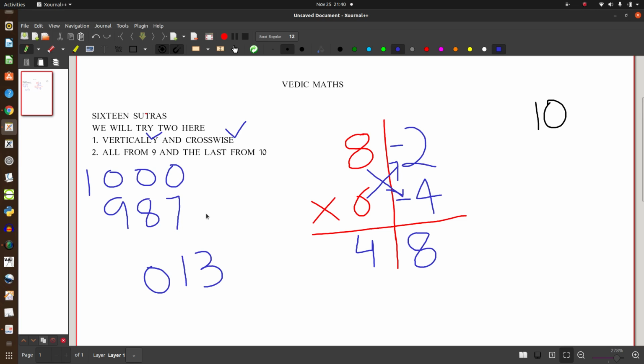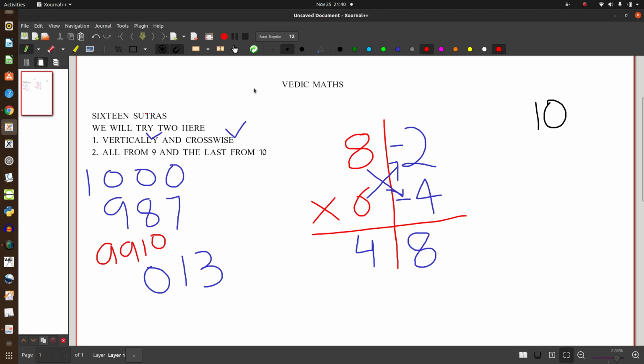So basically how we did that: we used the method that the first digit from the left side you subtract from 9. The second one you also subtract from 9. And the last one you subtract from 10. So this is how you can get it solved. This is the rule: all from 9 and the last from 10. Whatever the numbers you have, all you subtract from the 9s, and the last one, here the 7, you subtract from 10, and you will get the answer.